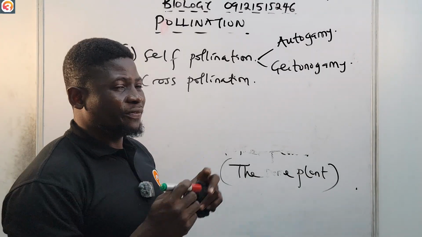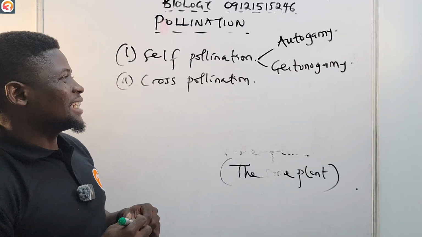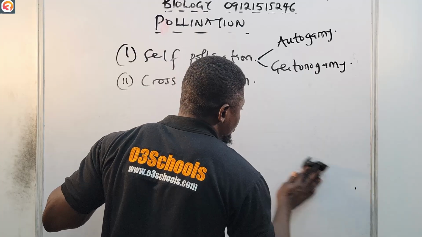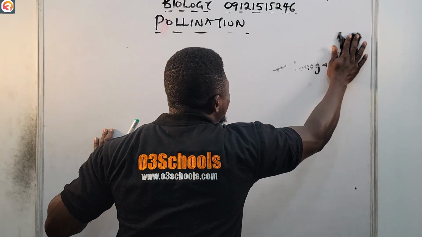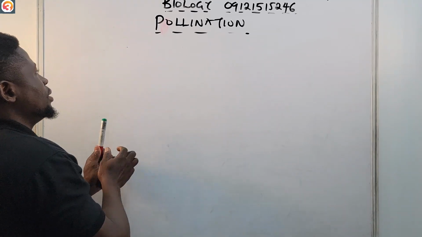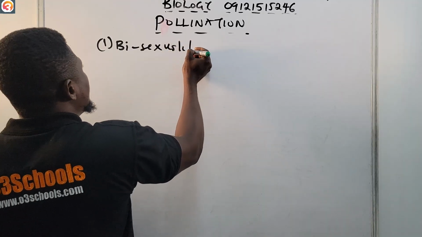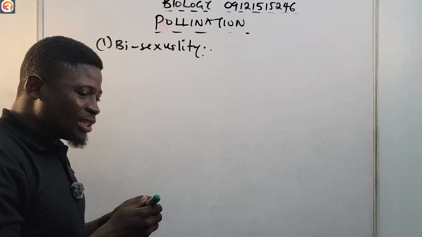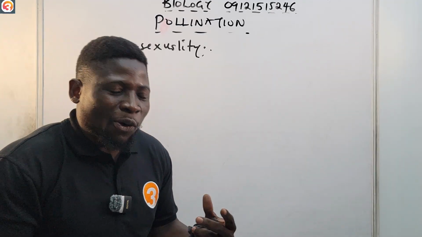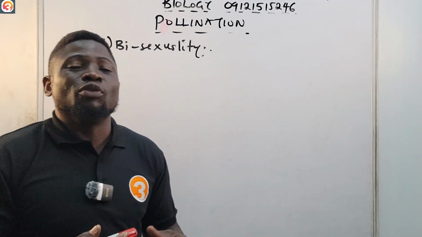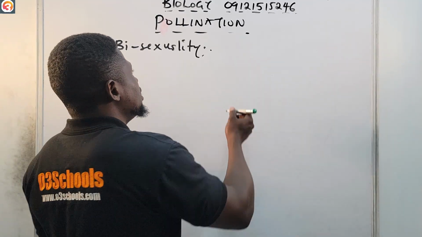Now let us see the factors that encourage self-pollination to happen. Number one among them is bisexuality. The presence of both the male and the female organs can help to encourage self-pollination and discourage cross-pollination.